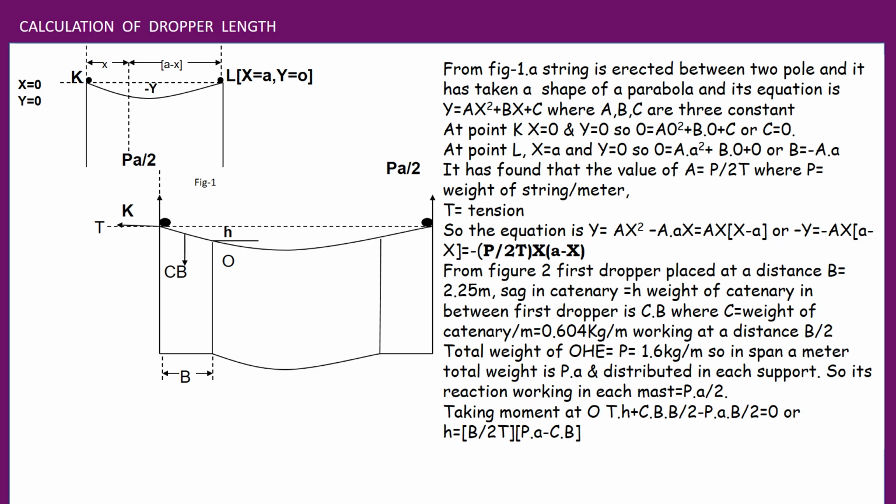So from the equation we can find that B by 2T is common, then P into A minus C into B, where P is the total weight of OHE, A is the span, C is the catenary weight, and B is the first dropper distance. So easily we can find out the value of H.